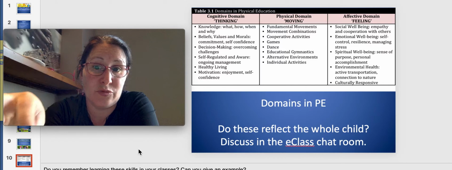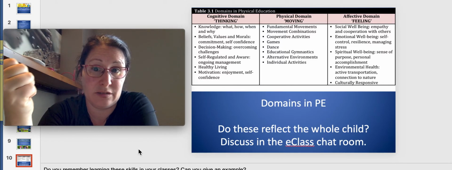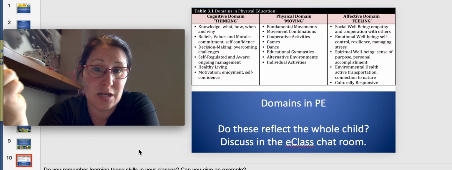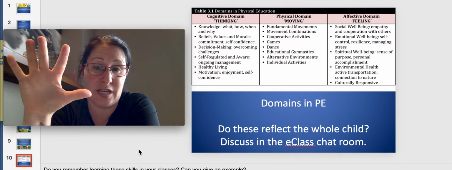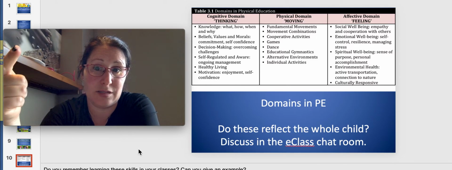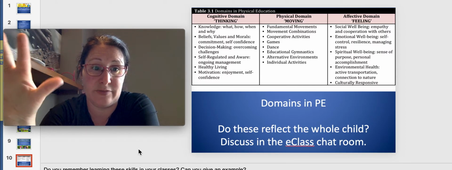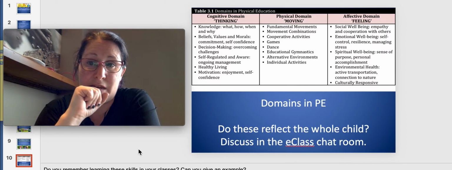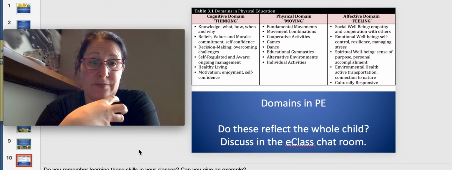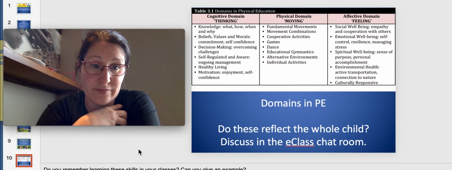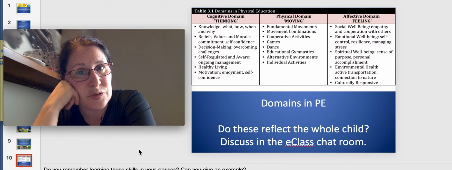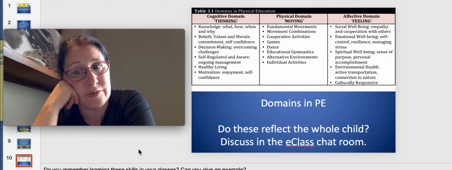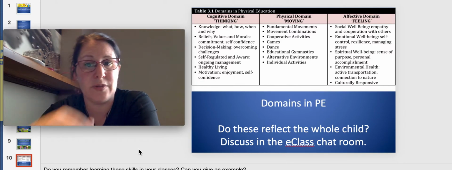Physical domain, that's your moving, so your fundamental movement skills, putting them together in combination in things like cooperative activities and the 5 domains of phys ed: dance, games, educational gymnastics, alternative environments, and individual activities. Then we have the affective domain, the feeling, the spirit. This is the heart, and the spirit part is the affective domain. So again, looking at all those emotional pieces, the social pieces of your classroom and your learning environment.